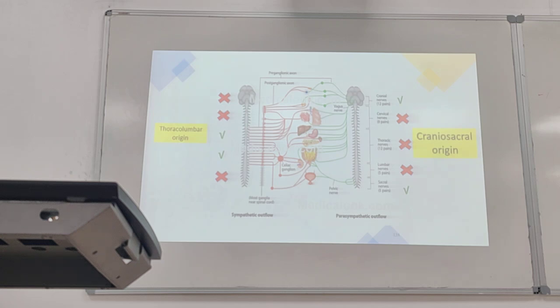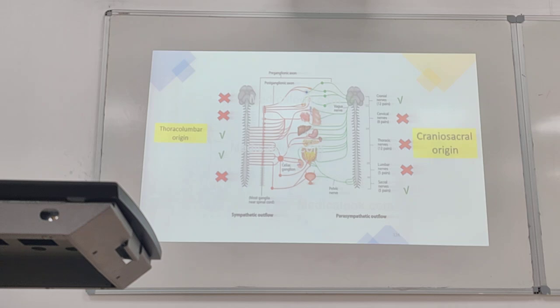Cervical has nothing to do with either side. What? Cervical, it's both. Yes. So cranial is with parasympathetic. Sacral is with parasympathetic. So we say craniosacral origin is for parasympathetic. And thoracolumbar is for sympathetic.